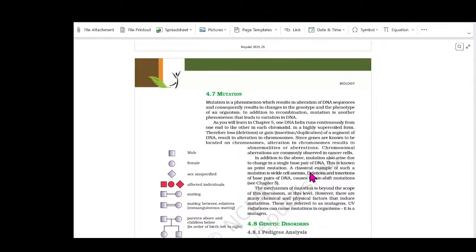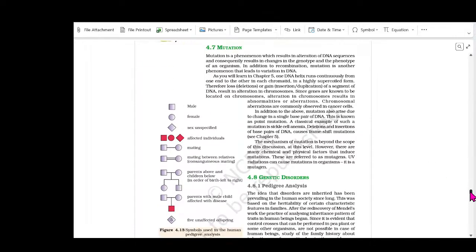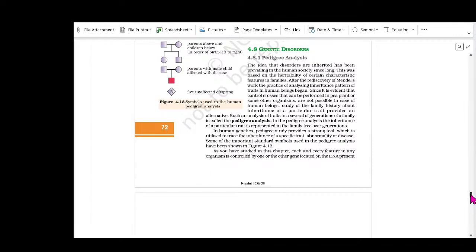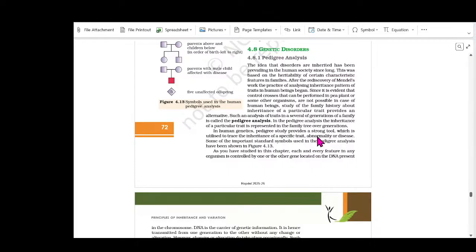Deletions and insertions of base pairs of DNA cause frame shift mutations. The mechanism of mutation is beyond the scope of this discussion at this level. However, there are many chemical and physical factors that induce mutations. These are referred to as mutagens. UV radiations can cause mutations in organisms and it is a mutagen.